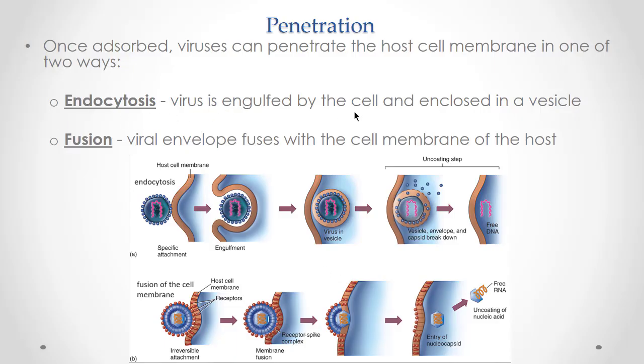So just to repeat, endocytosis involves the formation of a vesicle. That's kind of the key idea here. And then fusion only occurs with enveloped viruses, in which the envelope fuses and becomes part of the cell membrane.